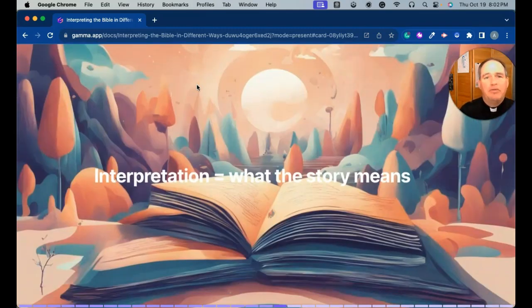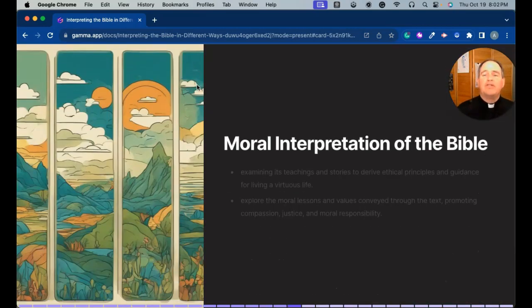In the last video we looked at criticism, which is how a story or a book is put together. We're now going to look at interpretation, where we try to draw meaning from what a story means. And just like with criticism, there are multiple types of interpretation.